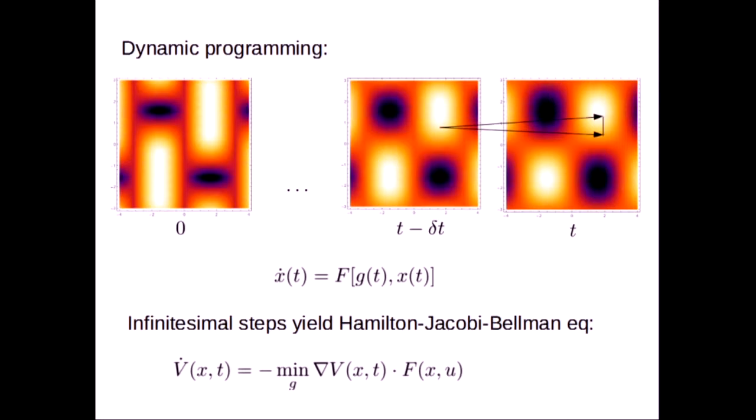So now imagine you take these little time steps to be infinitesimally small. This kind of dynamic programming prescription turns into a differential equation, which is called the Hamilton-Jacobi-Bellman equation, or I guess people sometimes just call it the Bellman equation for short, and this is what it looks like.